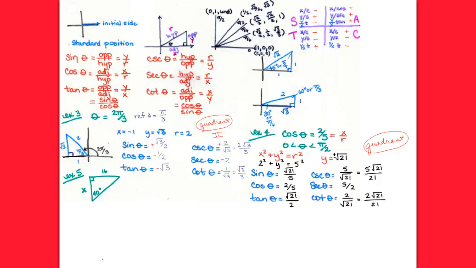So once I have my values, I still have to go back and figure out if these are positive or negative based on the quadrant that I'm in. So if I go back, they will have to give me some information about the quadrant. In this case, they told me that theta was between 0 and pi over 2. What quadrant is that? So if I'm in the first quadrant, everything is positive. So yeah, all those values would be positive.